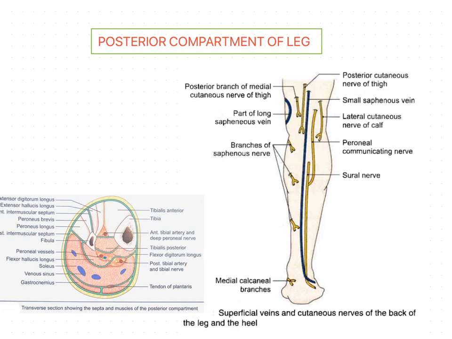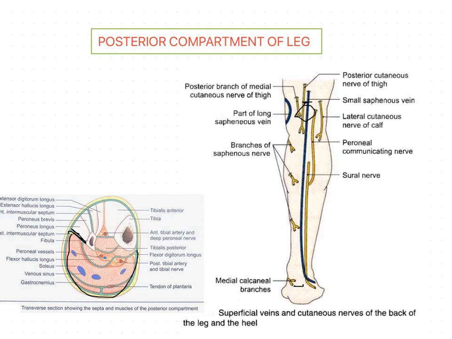Superiorly, it is continuous with the popliteal fossa, and inferiorly with the sole of the foot. This compartment lies posterior to the bones of the leg, the interosseous membrane, and the posterior intermuscular septum. So this part is the posterior compartment of the leg.